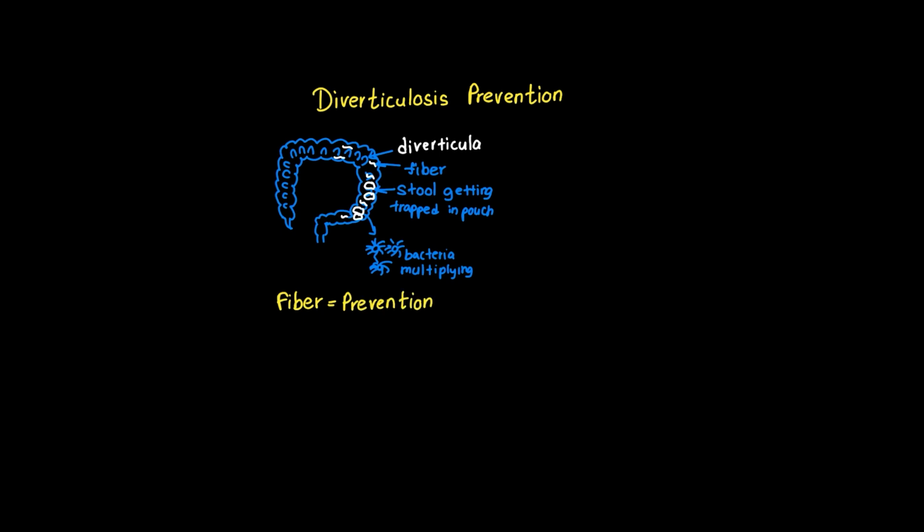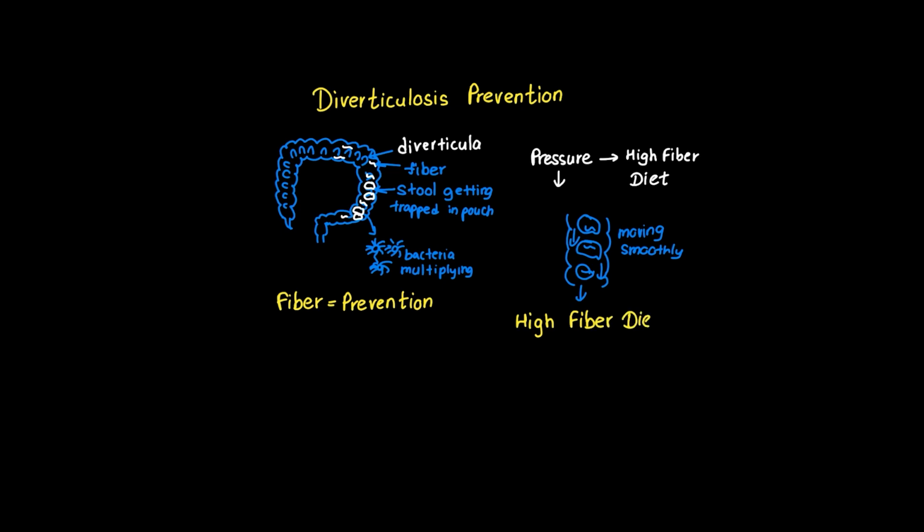High-fiber diet prevents this by keeping stool soft. Fiber reduces the pressure needed for bowel movements, preventing new pouches from forming. It also helps stool pass quickly, reducing the chance of getting trapped. Red meat lacks fiber.